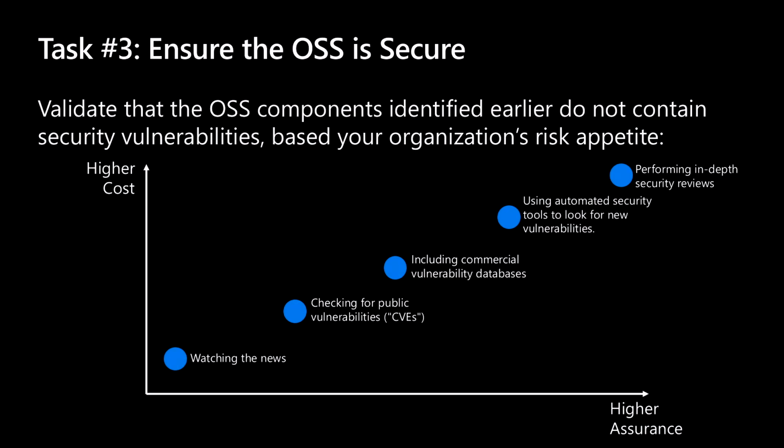Okay, so now we know what open source we're using, but we don't know if it's secure or not. Every organization can learn about security vulnerabilities in multiple ways. You can just look at the news and wait for a website with a logo to come up. You could check for public CVEs, and that's good and necessary, frankly. You could even include some commercial databases and vendors that specialize in this, whether it's curating the CVE database or adding their own on top of that. But then you go up into the higher cost but higher return category.